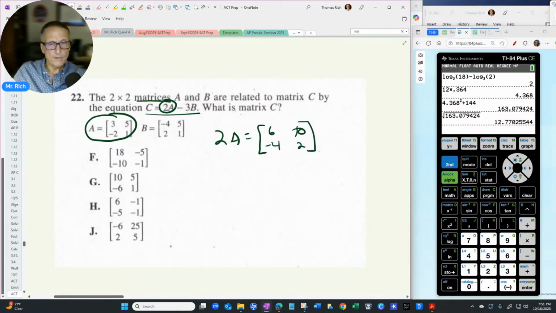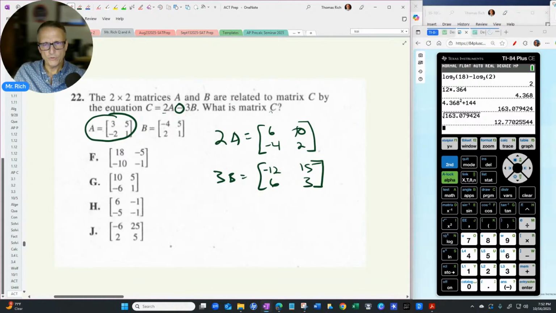And then 3B would be multiplying all the matrix elements by the number 3. So that'd give me a negative 12, 15, a 6, and a 3. And then we're supposed to subtract those, right? I got a 2A and a 3B, and now I'm going to subtract.